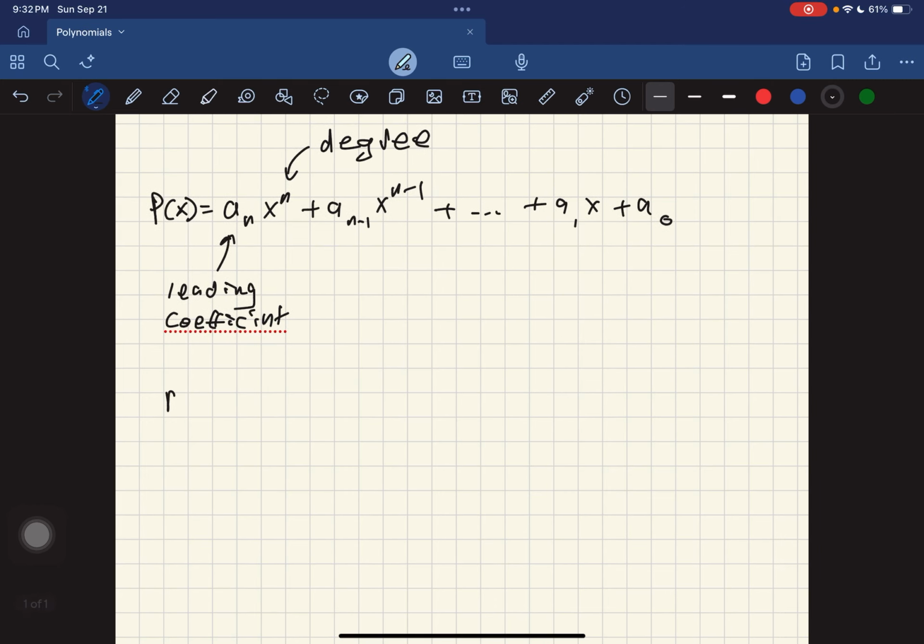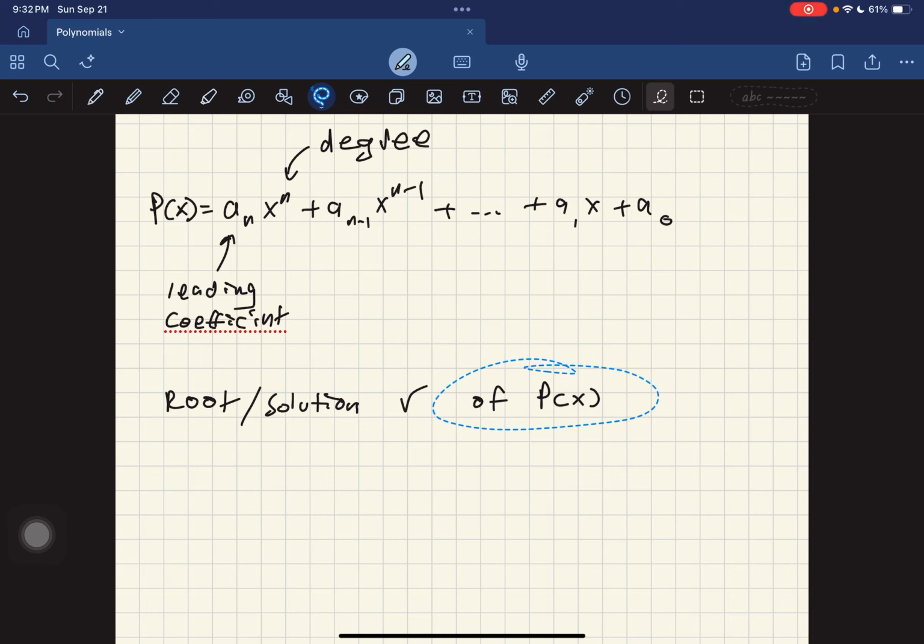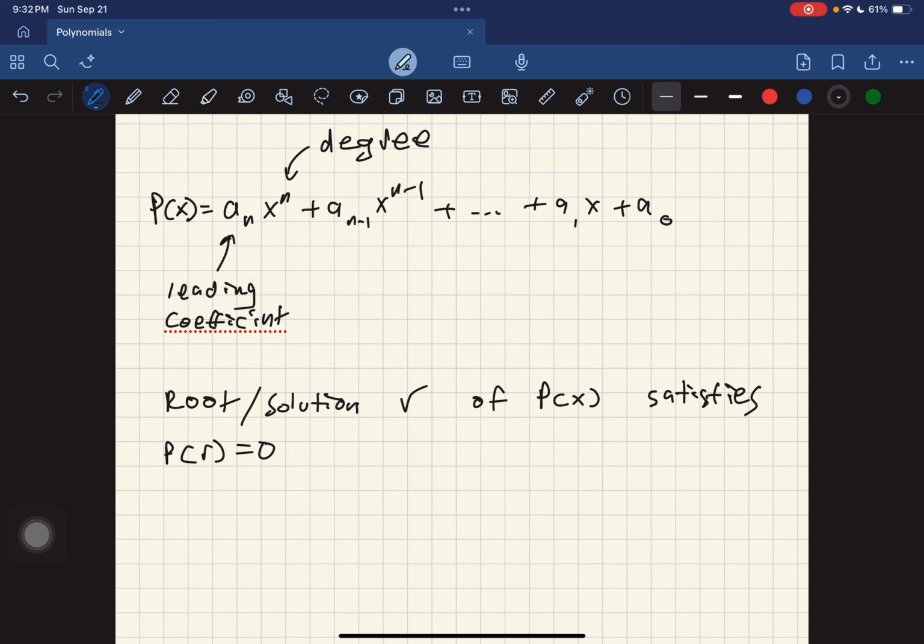A root, or solution, let's call it R. A root or solution R of p of x satisfies p(R) = 0. That means if you replace each of these x's with R and evaluate the whole thing, it's going to equal 0.